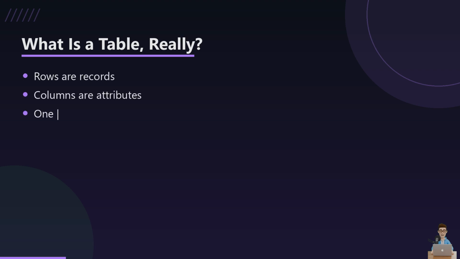Think of a spreadsheet. Each row is one thing, like one student, and each column describes it, like name or age. A relational database is just a bunch of these tables that can point at each other. Normalization is about deciding which columns belong in which table. In short, one table should describe one kind of thing and nothing else.